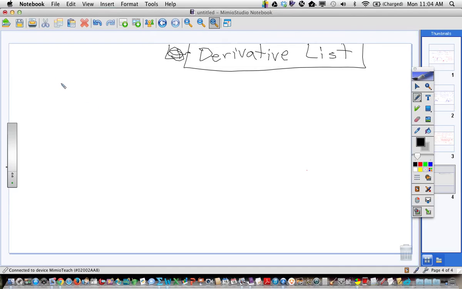Okay, now we have some already. The very first one we learned was the derivative of sine x. Was what? Cosine x. Yes.